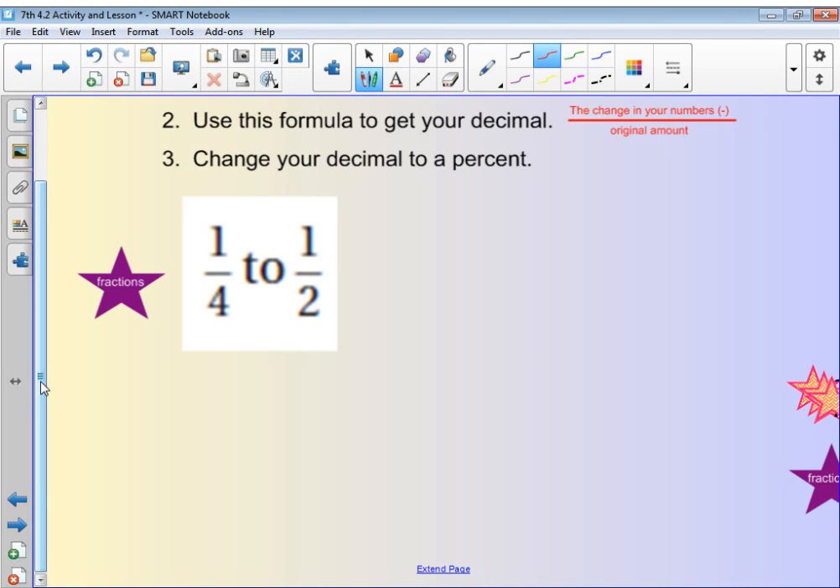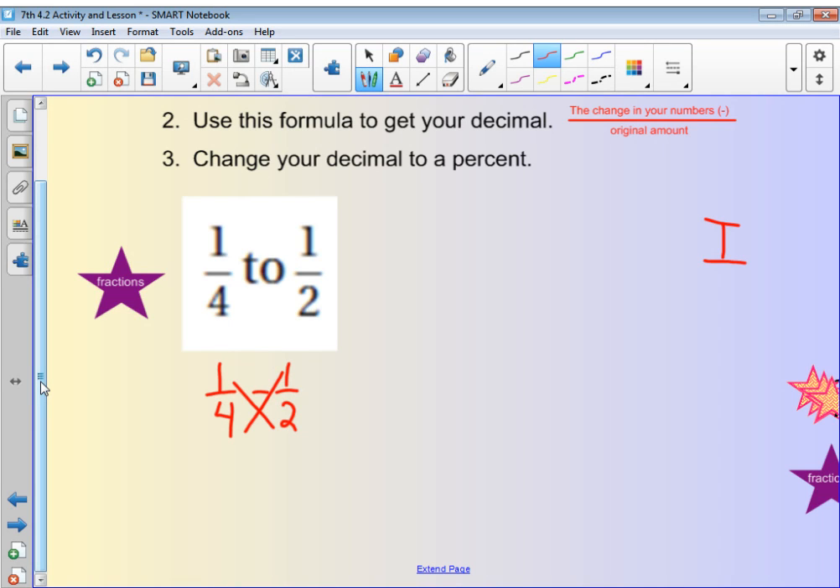So 1/4 to 1/2. Well, if I only had a fourth of a pizza and then I had a half of a pizza, that would be an increase. So I know in the end it's an increase. Okay, in order to find the change between these, I have to have a common denominator. Or I can do that crisscross. Here, it's not going to matter. I'm not going to have a negative answer, even though here I set it up that way.